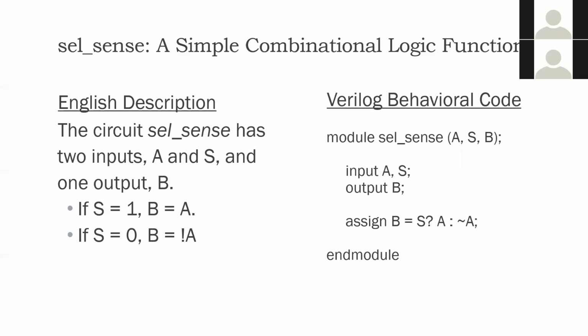The Verilog behavioral code that models this description is shown on the right here, and we're using the conditional operator, which is the question mark operator. We assign to B the value A if S is 1 and the value inverse of A if S is 0. So you start with a description of what you are trying to design, and then you create a Verilog behavioral code to model that description.